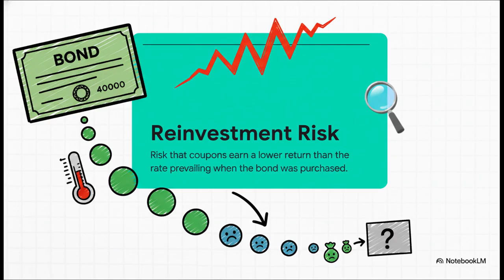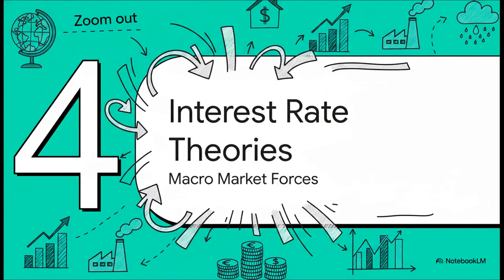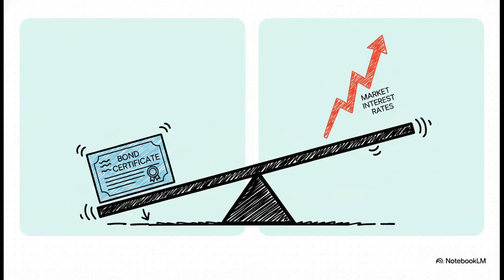It's a hidden trap. Which naturally leads us to Section 4, Navigating Interest Rate Theories. Okay, if you only remember one single thing from this whole explainer, let it be this fundamental relationship. Picture a seesaw. There is an absolute, unavoidable inverse relationship between bond prices and interest rates.